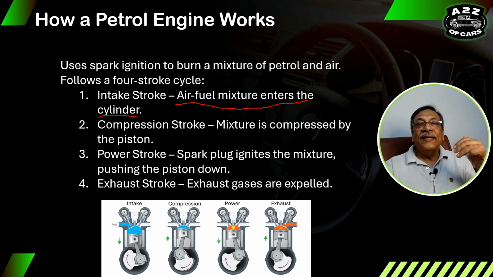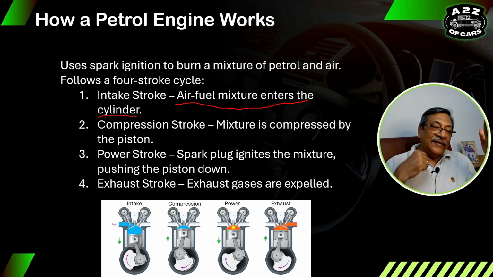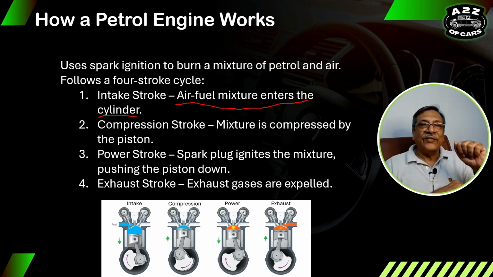Then when the air fuel mixture enters the cylinder, we compress it. Now the second stroke is the compression stroke. So the mixture is compressed by the piston. It's going up. You can see here, so much of the air fuel mixture was taken and it was compressed and only this much is left. So this is also called the compression ratio. We'll talk about it later.